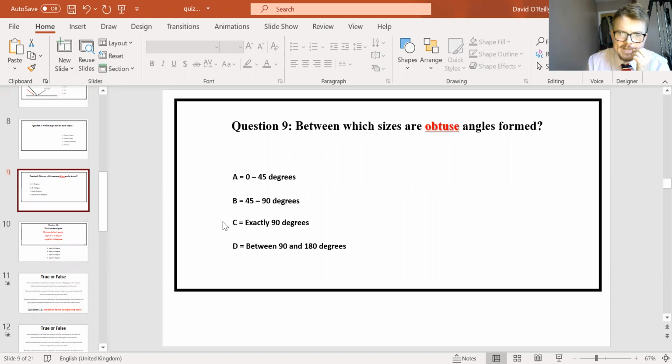Between which sizes are obtuse angles formed? Okay, so remember, if this is a right angle, then an obtuse angle would be any angle which is bigger than 90 degrees, but smaller than 180 degrees. So any of these angles between 90 and 180 are obtuse angles. So the answer is D, between 90 and 180 degrees.